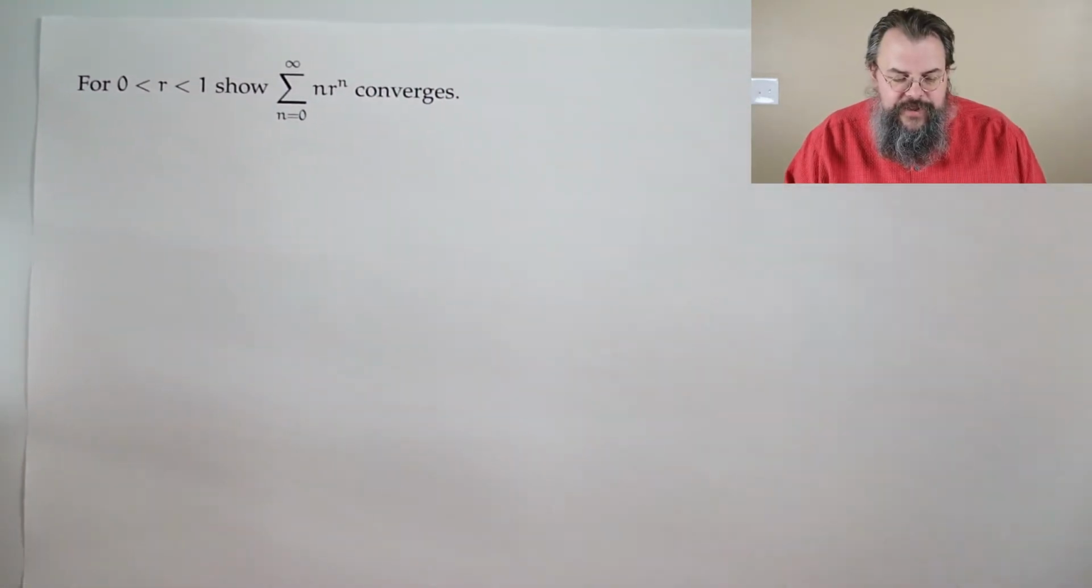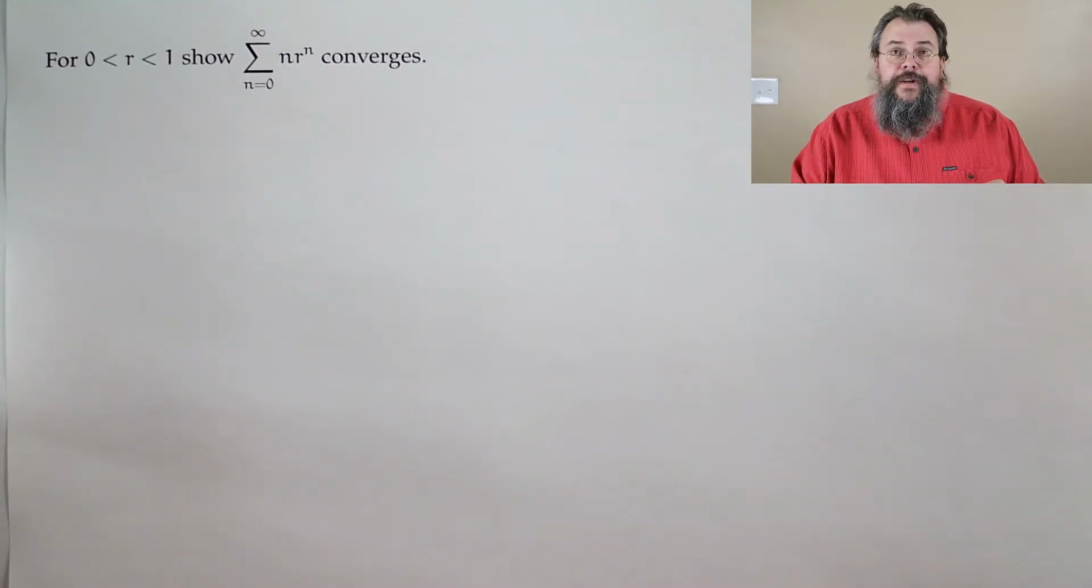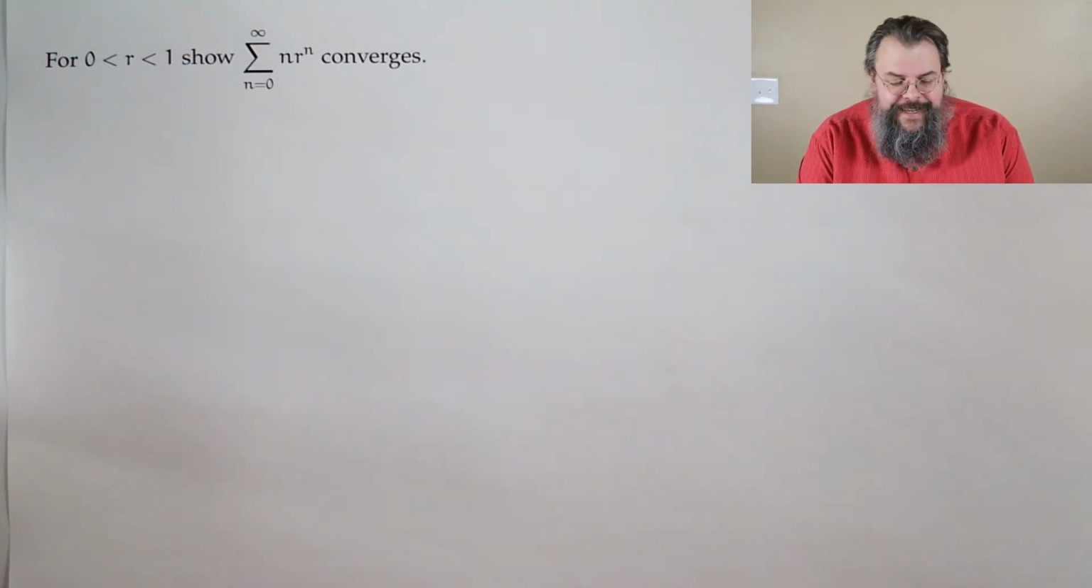Okay, so let's do our next problem. For 0 less than r less than 1, show the summation of n r to the n converges. All right, well, this should be interesting. Now, one of the things you might say, why are you assuming r is positive here? We'll get into that.